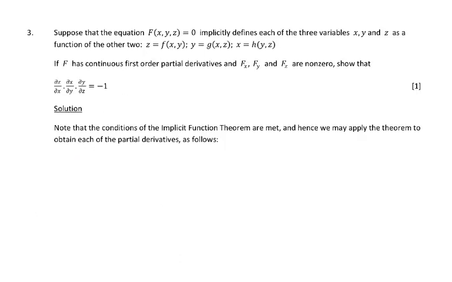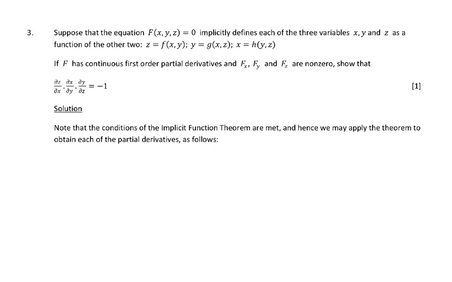Now let's have a look at problem number 3. It is clear that the requirements of the implicit function theorem are met. We can see that it's given that the first order partial derivatives of f are continuous and non-zero, and it's given that the equation f at x, y, z equals 0 implicitly defines each of the three variables in terms of the other two.